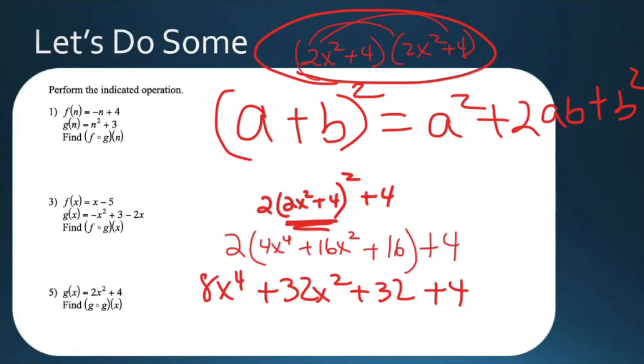Wait, we're not done. What do we still need to do? The 32 and the 4, which is 36. I just combined the last 2 steps. So it's 8x to the 4th plus 32x squared plus 36.